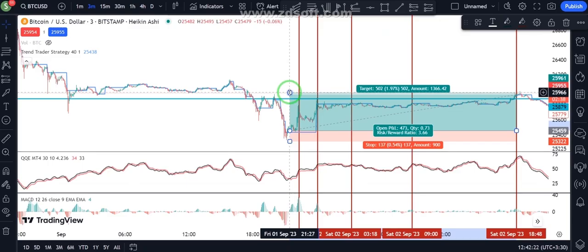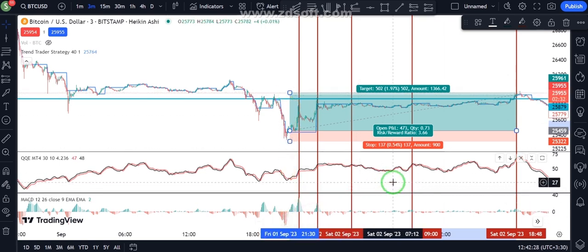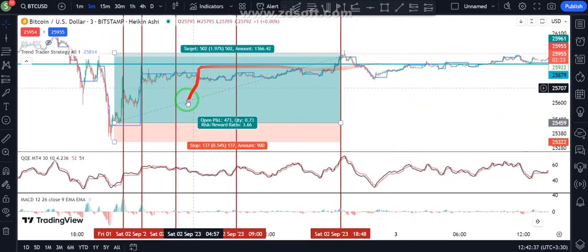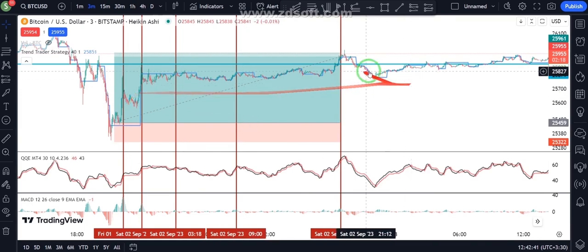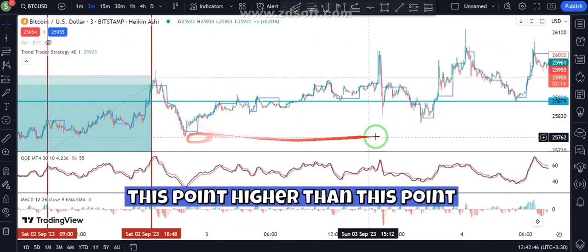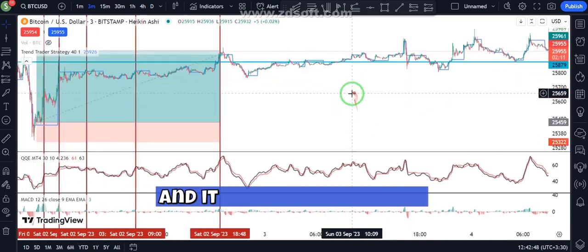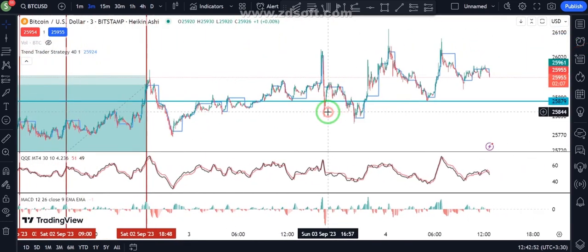For a buying position, we only use the green histogram of the MACD for setting targets. Look, the market trend is still increasing and the support point is still higher than the previous point. This point is higher than this point, and it shows us the market is still increasing.